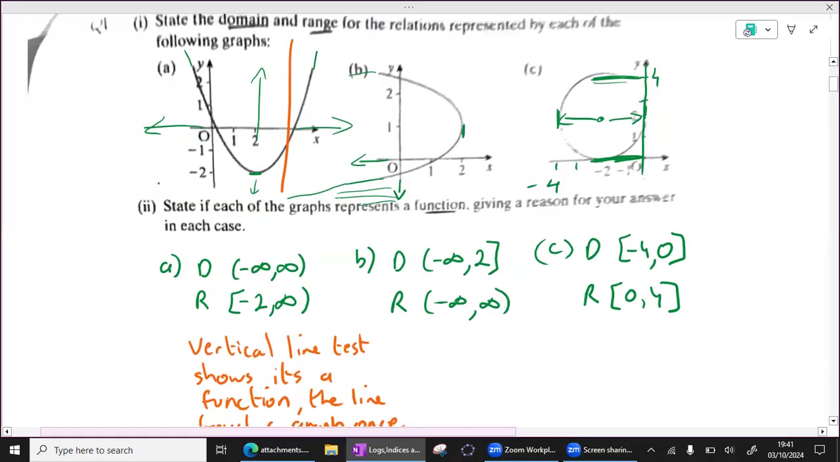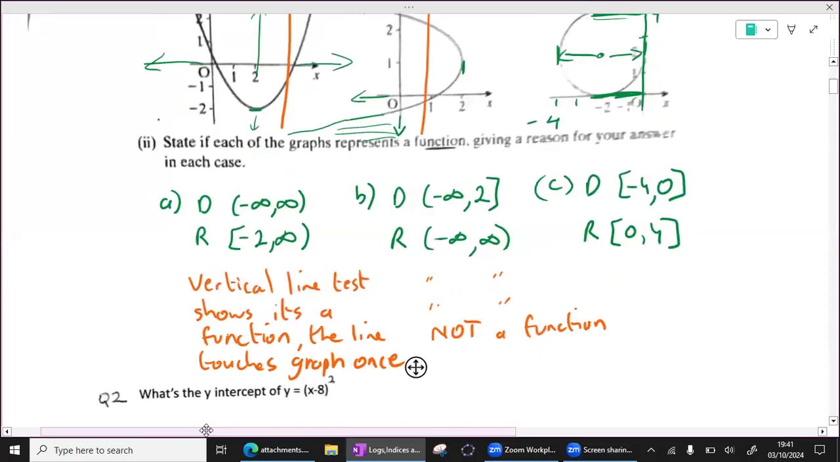In the next one, if I do my vertical line test anywhere, I can see, so same words here again, vertical line test shows it's not a function. Why? Because the line touches the graph more than once.